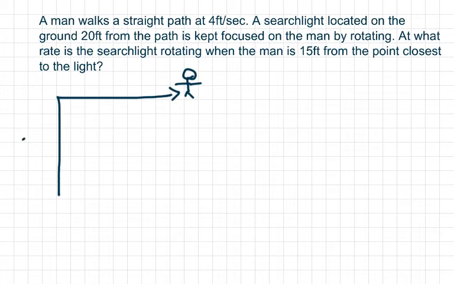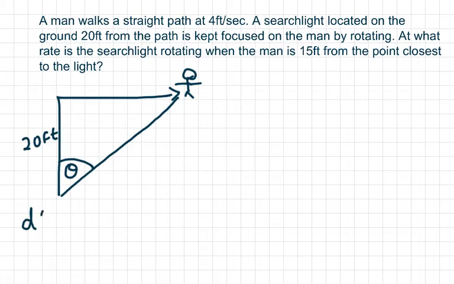Okay, let's go here. We got 20 feet here from the path. It is kept focused on the man by rotating. Okay, so that gives us theta. So I'll draw theta in there. It gives us an angle. And that, ladies and gentlemen, is the rate of change that the searchlight is rotating, because I'm picturing it rotating around and around and around. Okay, so what do we got here?